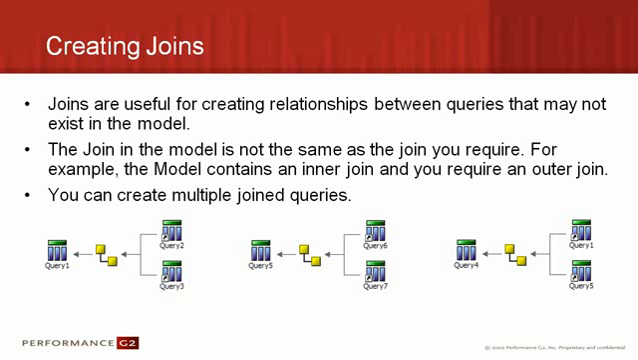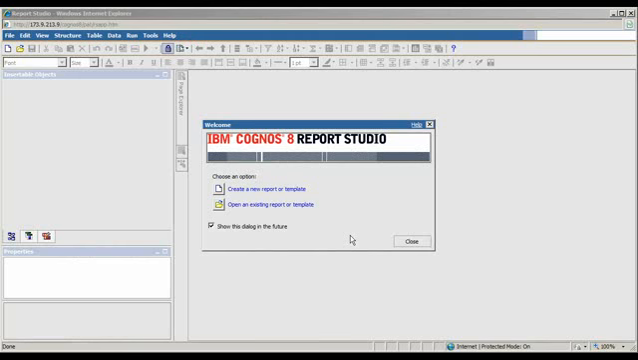Let's take a moment and dive into Report Studio, and we'll create a report that utilizes joins to allow users to search for a particular product and then see all products that were ordered alongside that particular product.